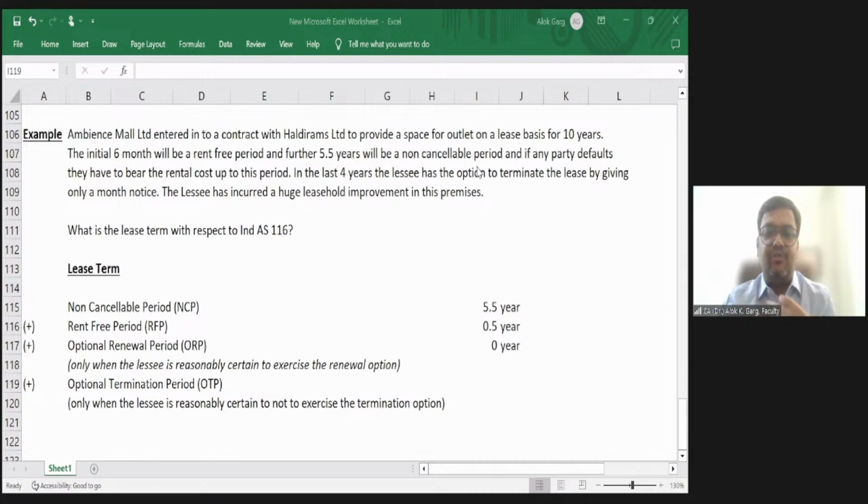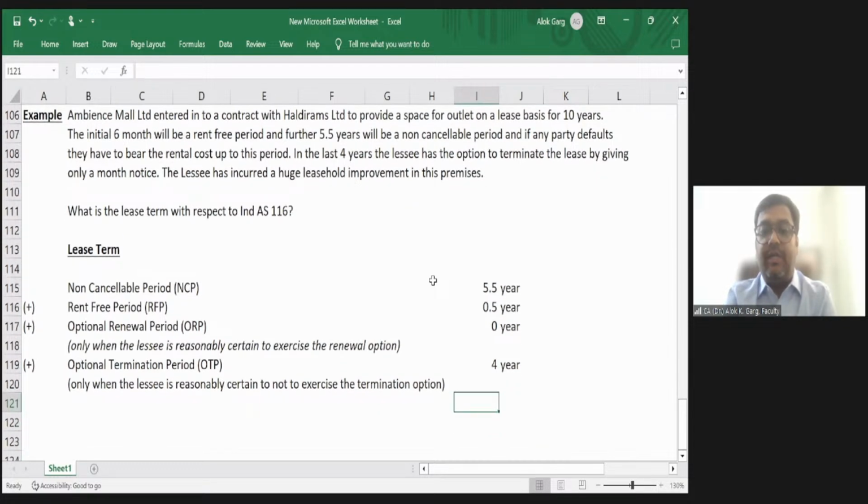If Haldiram has to construct its outlet, the cost is not 5 lakh or 10 lakh. The cost is in crores, right? In this case, the optional termination period, although it is optional, is also required to be taken into consideration. Okay. So the total lease term in this case is how much? The total lease term is 10 years.